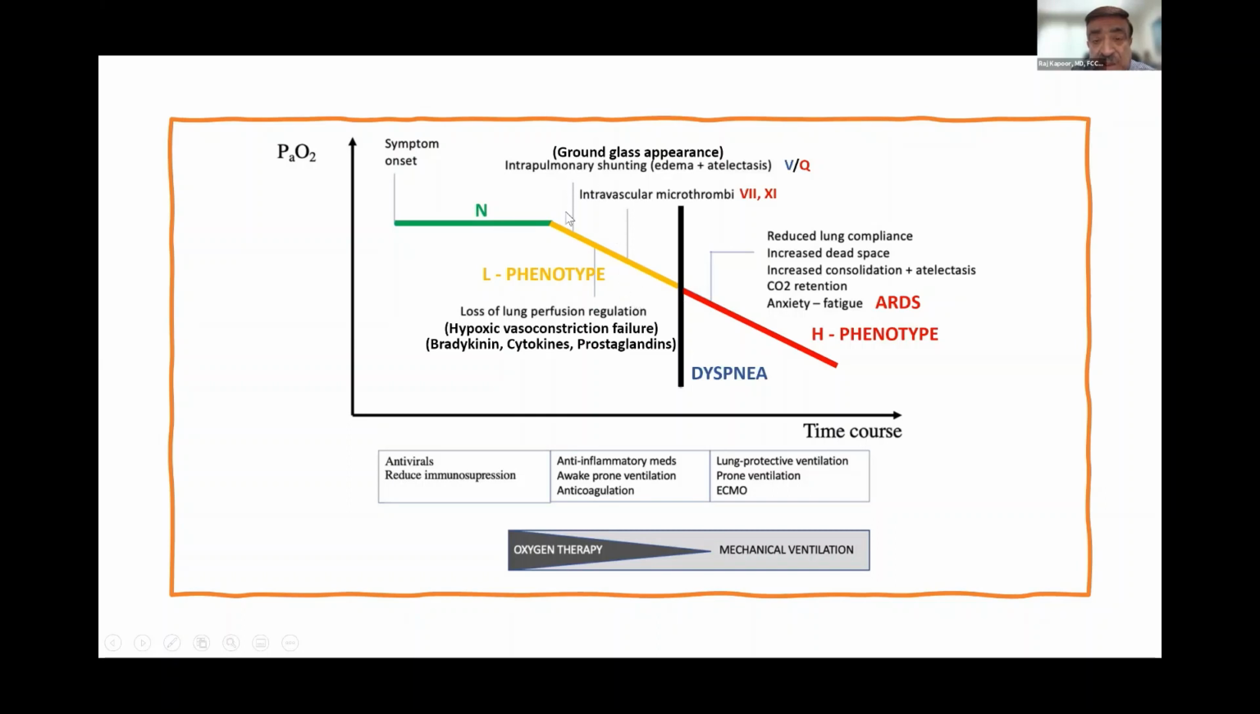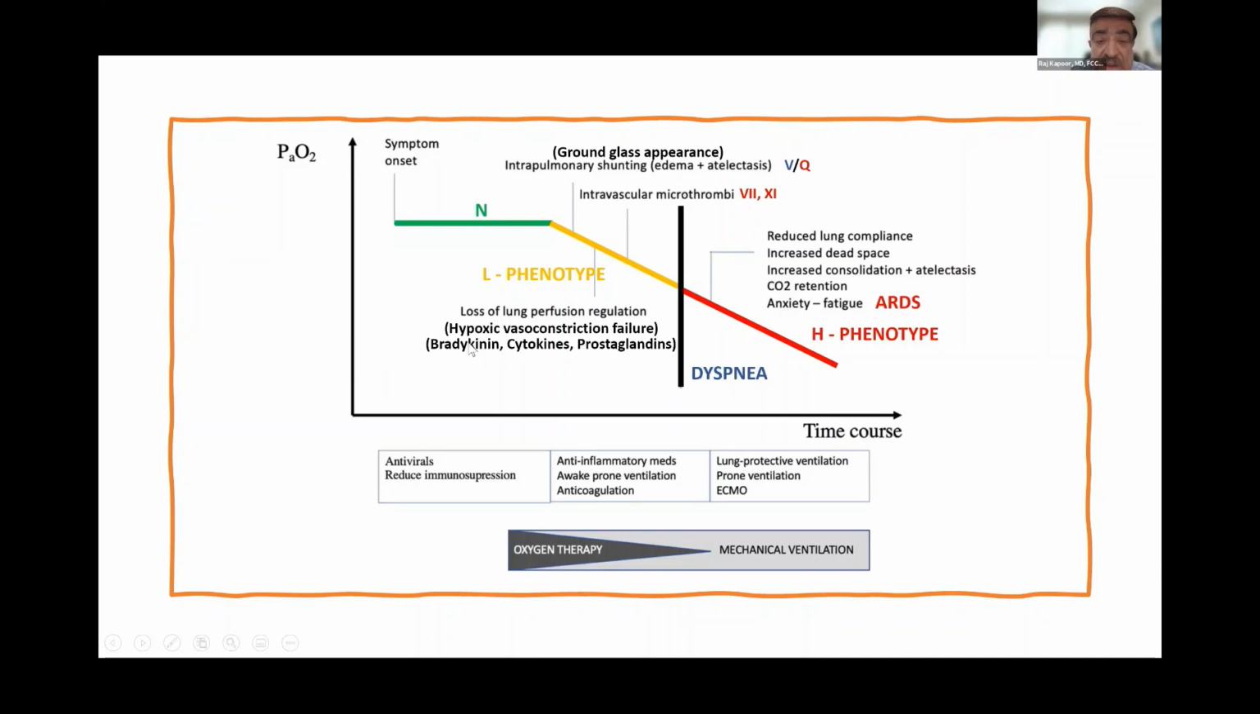So the ground glass appearance will occur here, intrapulmonary shunting will appear with edema and atelectasis with ventilation perfusion mismatch, intravascular microthrombi because of factor 8 and 11. And this is the L phenotype with the yellow zone where there is loss of lung perfusion regulation.